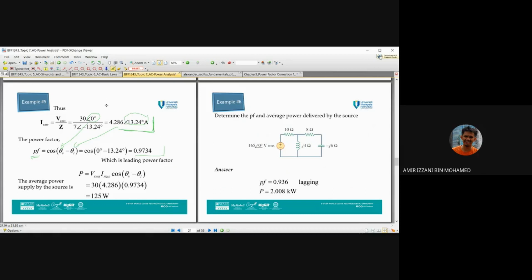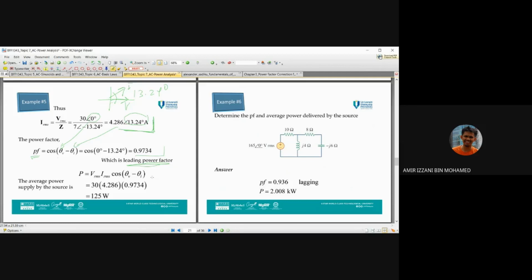So we can compare here. Okay. We draw this diagram. V is here, V is on this axis, and I is here, which is 13.24 degree. So we can see here I is in front of V. So it is a leading power factor. Okay. If I is behind V, in the direction of anti-clockwise, then it is lagging. But now it's leading here. Okay.